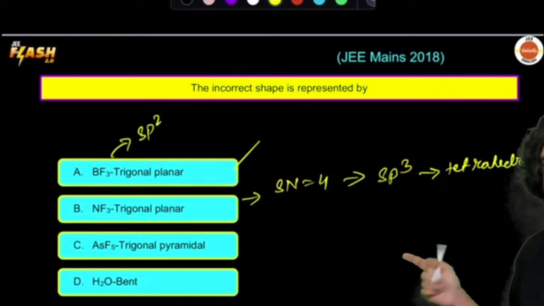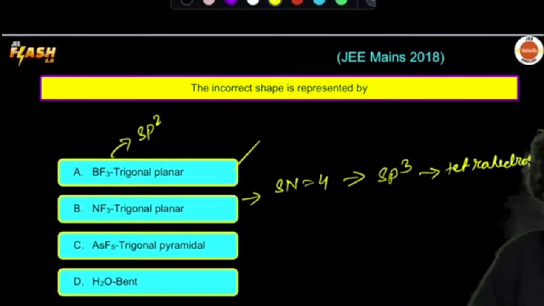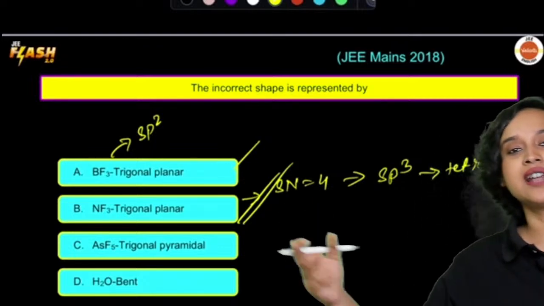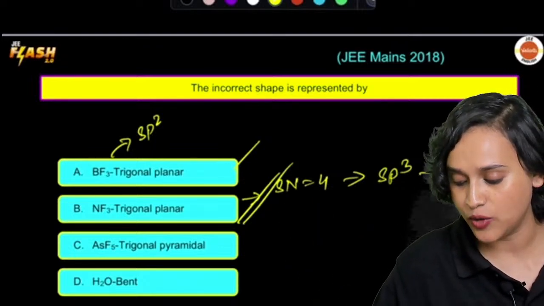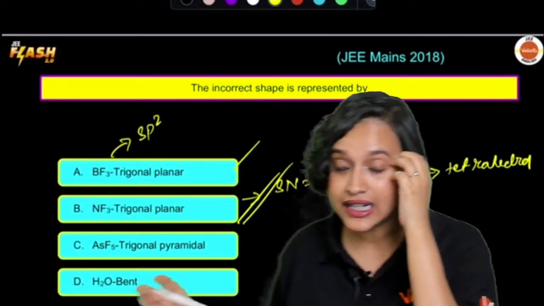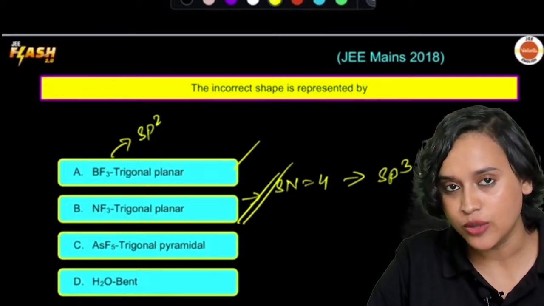If it is tetrahedral, then why is trigonal planar written here? That means option B is our correct answer, or rather the incorrect shape. This is the incorrect shape. By the way, molecular geometry is tetrahedral.